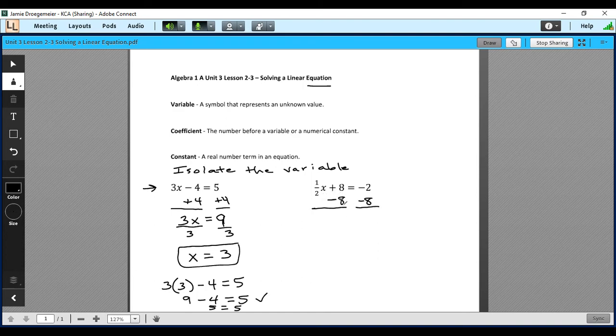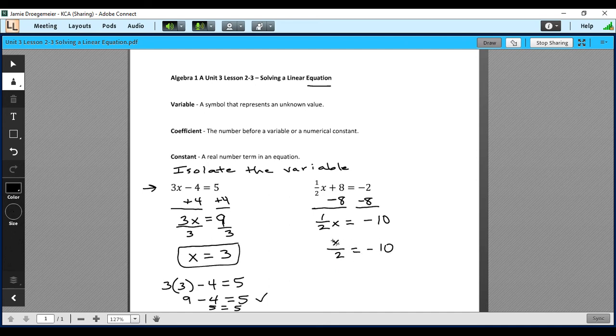1/2 x plus 8 minus 8. The plus and minus 8, those zero out. And I'm just left with 1/2 x. On the right side, -2 minus 8, or I could think of it as a -2 plus a -8, is -10. So right now I have 1/2 times x. Another way of looking at that is that's the same as taking x divided by 2.